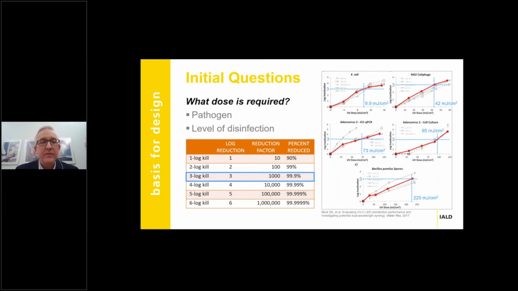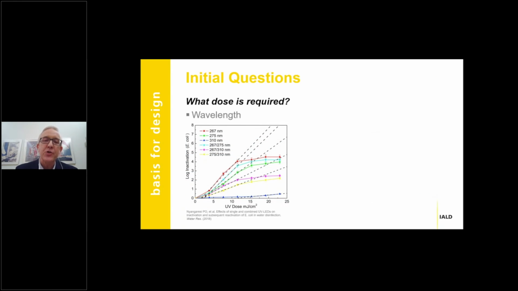Now, what about wavelength? Here again, we see the effects of various UV wavelengths and combinations of UV wavelengths on bacteria in water. This shows that the dose for achieving a 3 log kill ranges from 8.5 millijoules per square centimeter to 17.5 millijoules per square centimeter. Curiously, it also shows that when longer wavelengths are present, a 3 log kill is not achievable. This is due to a process called photoreactivation, whereby some pathogens can use longer UV wavelengths and visible light to repair themselves and become reinfectious.